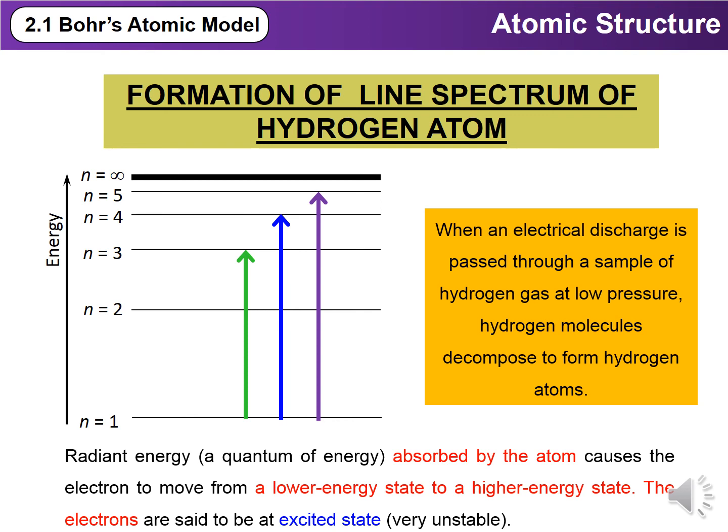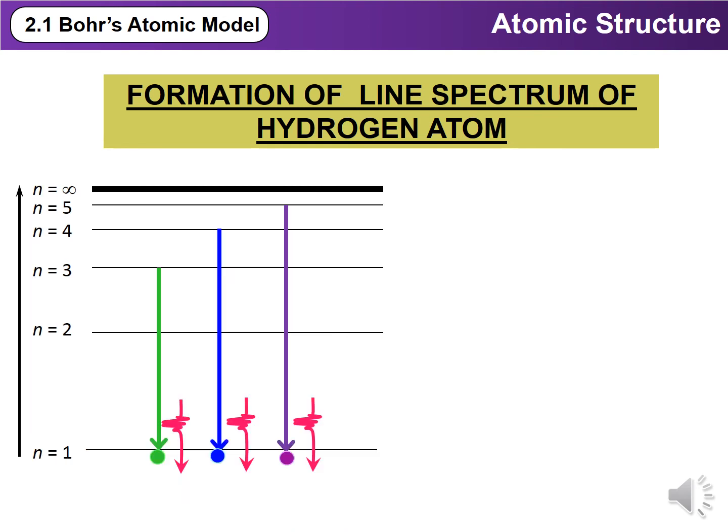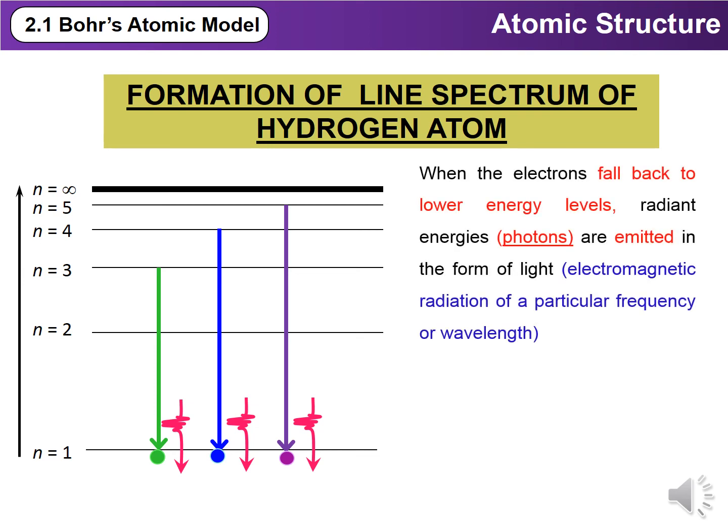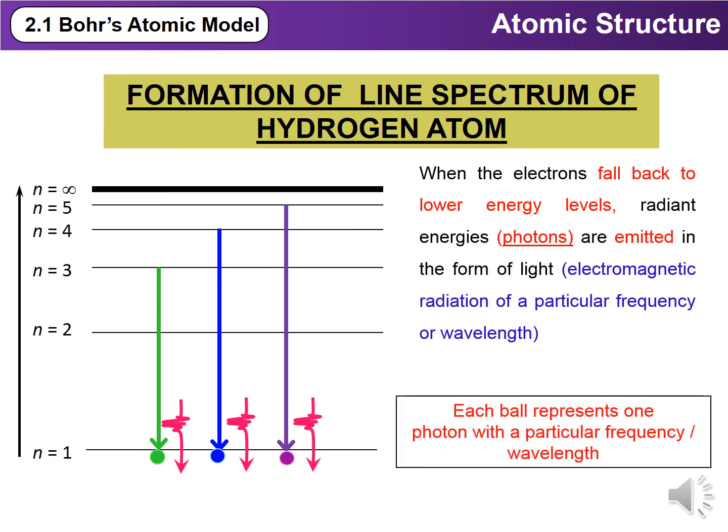From a low level, how do they move to a higher level? They absorb energy. So when they go to a higher level, they become unstable. When they become unstable, they drop down. When they drop down, then only you get your line spectrum. So when they fall back, each ball here represents one photon, the frequency.